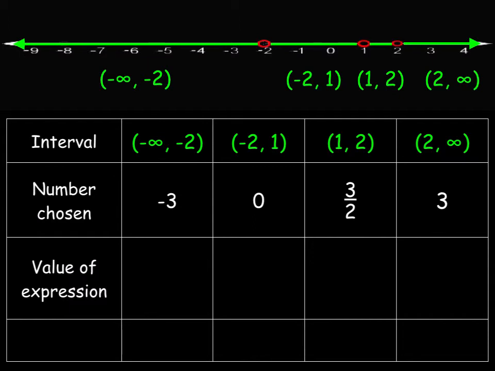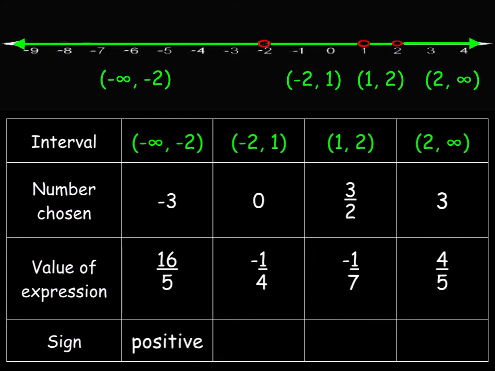When we substitute -3 for x in our expression, we get 16/5. The value of the rational expression at 0 is -1/4. Evaluating at 3/2, we have -1/7. And allowing x to equal 3, we get 4/5. Again, the only thing of interest here is the sign of the rational expression on each interval. It is positive on the leftmost interval, not part of our solution.